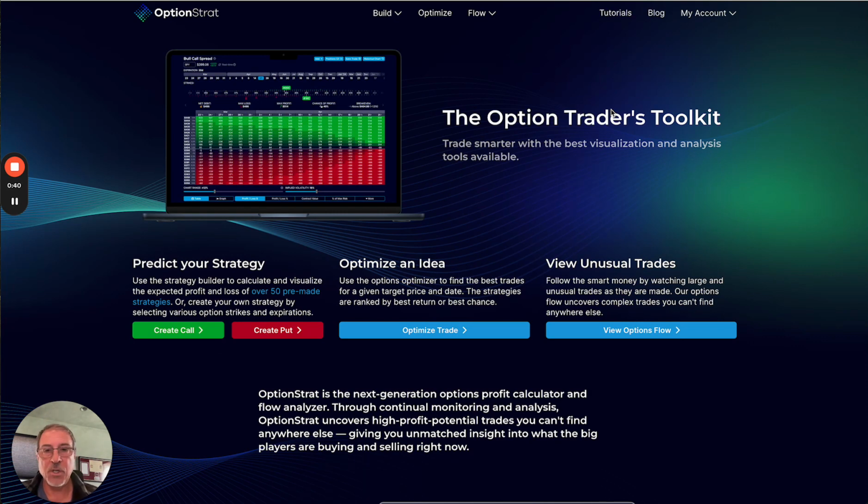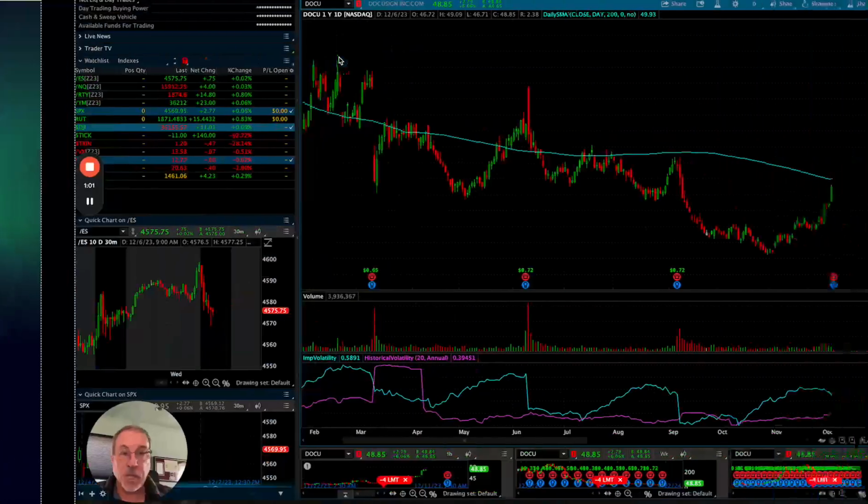That's one of the huge benefits of OptionStrat: I can play all of these what ifs. So I'm going to do one of those in DOCU. So what I want to do in this particular case is a calendar around earnings. So let me just show you what the chart looks like.